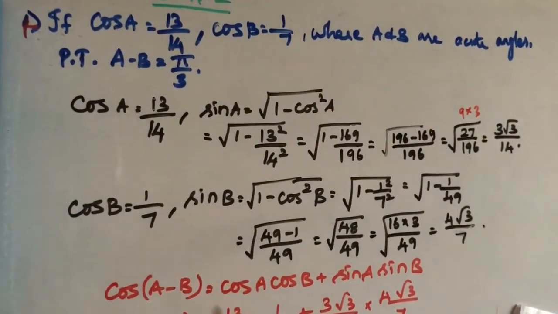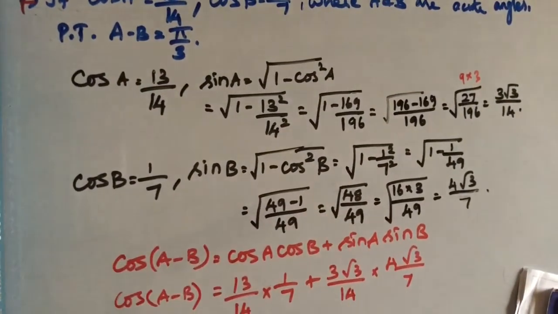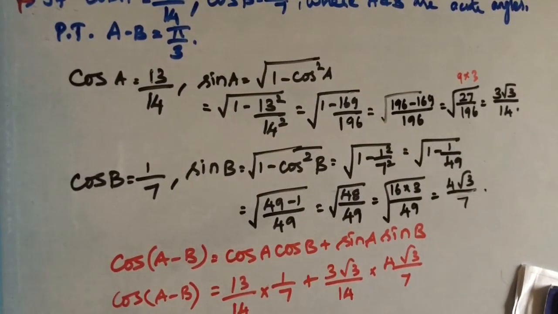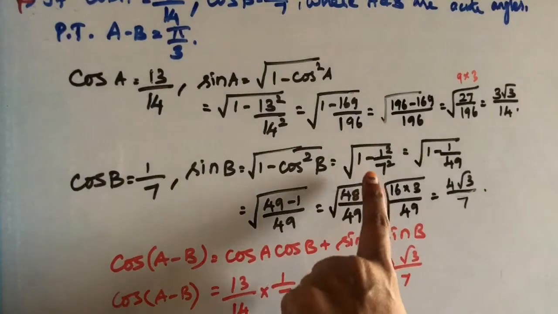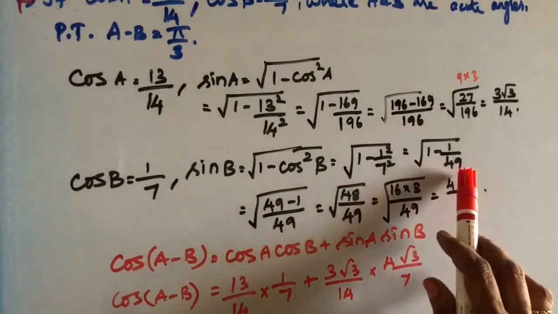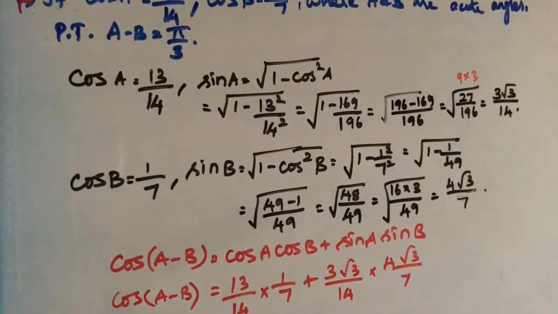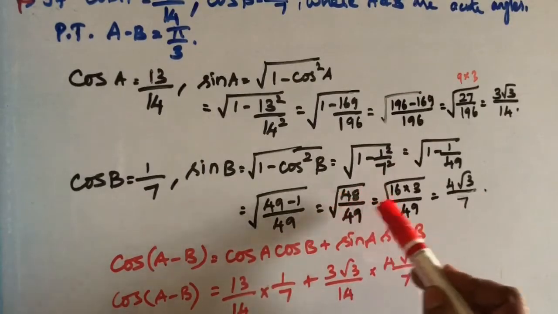Similarly, sin B is equal to square root of 1 minus cos square B. So 1 minus 1 square by 7 square, and it is 1 minus 1 by 49. Take 49 as LCM. So 49 minus 1 divided by 49, while subtracting you get 48 by 49 within the square root. So I write 48 as 16 into 3.